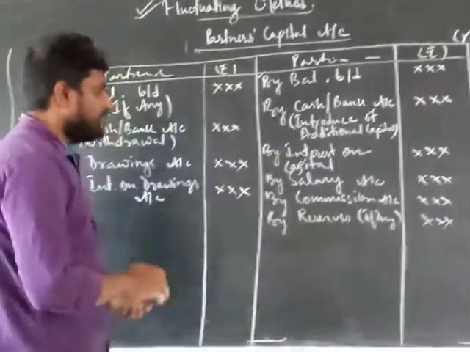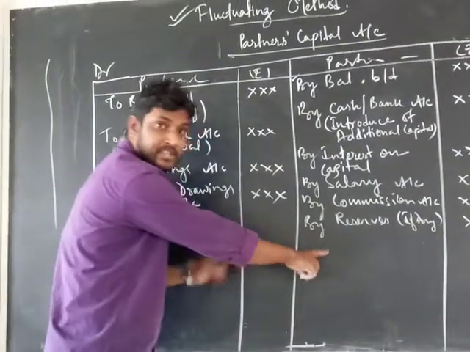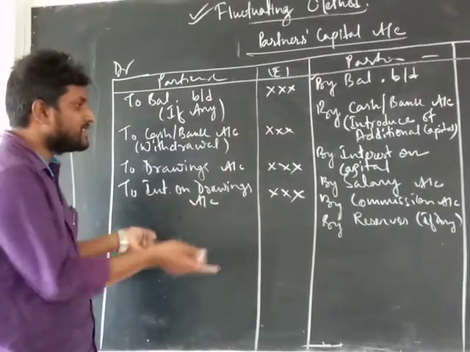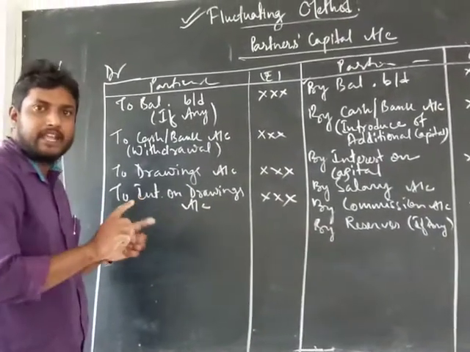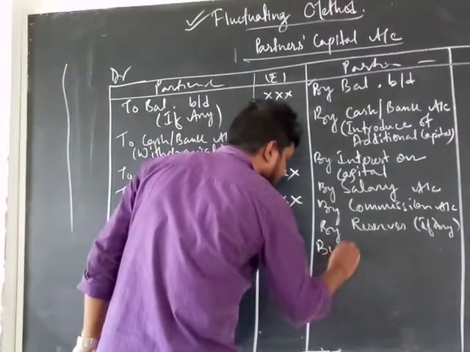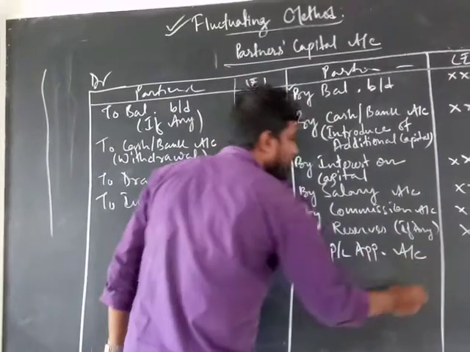Now see, if there would have been the credit balance, then we will write on the credit side. If there would have been the debit balance, we will write on the debit side. Now, for your convenience, I am writing both sides. But don't take both at a time. Clear? So write here what we will write? By PL appropriation account.